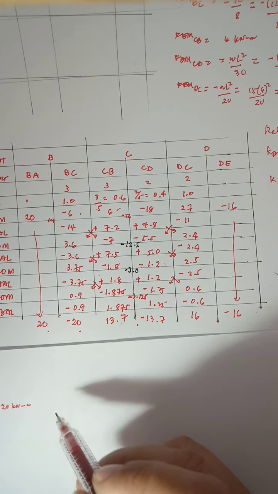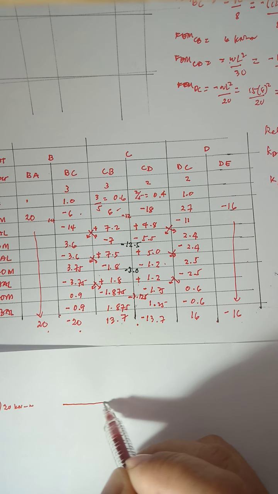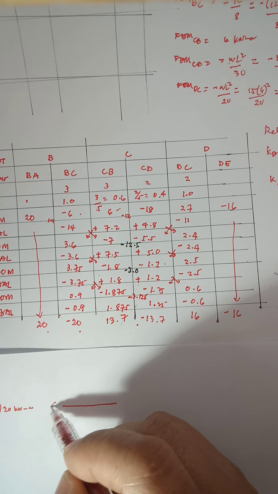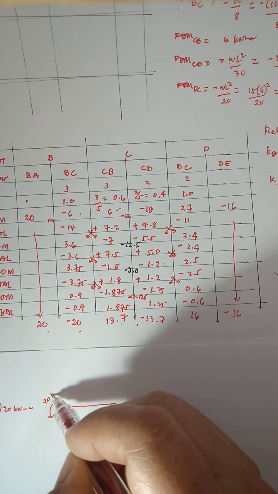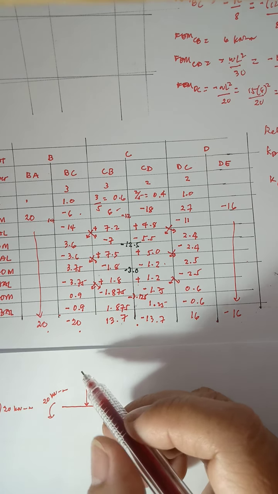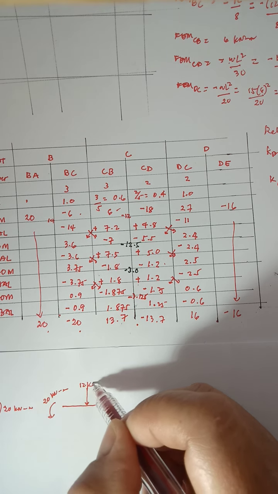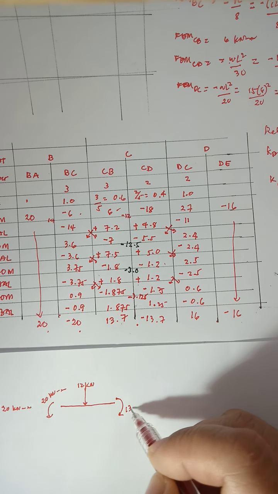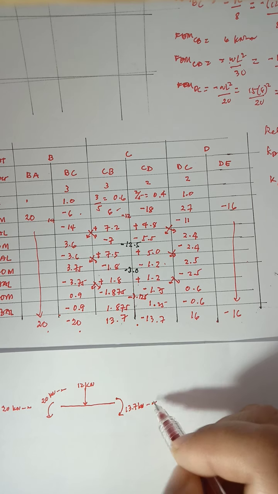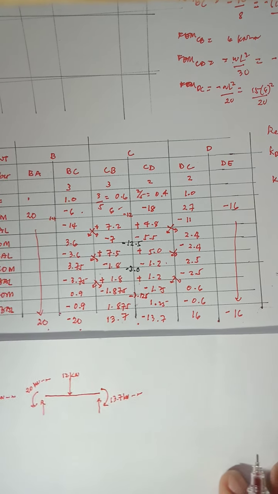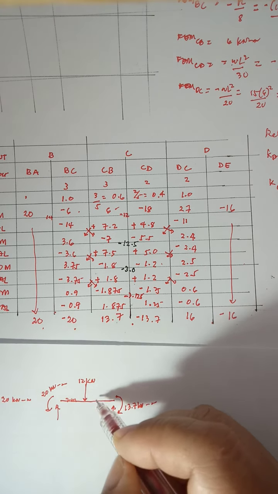Okay, and on member BC, the moment at B on BC is minus, so that would be counterclockwise 20 kilonewton meter. And you have a concentrated load acting at the center, that is 12 kilonewtons. And at C on CB, you have a positive, so clockwise, 13.7 kilonewton meter. Okay, so you can solve for the shear at the ends. Okay, so this is 2 meters, 2 meters.